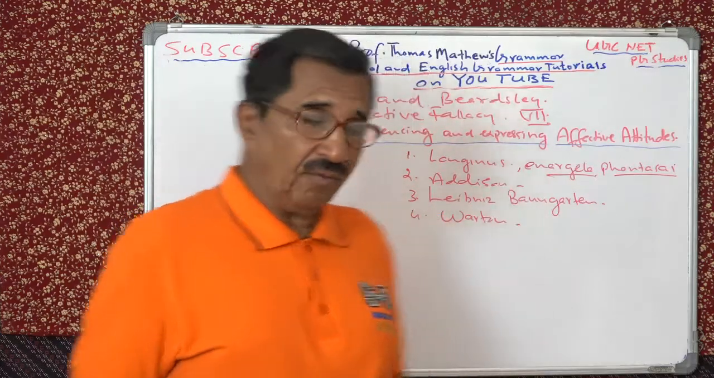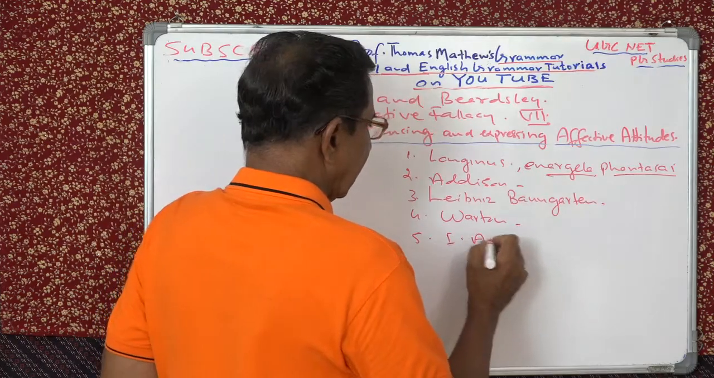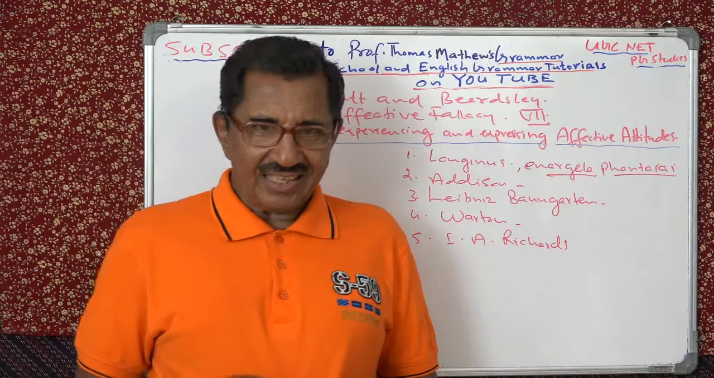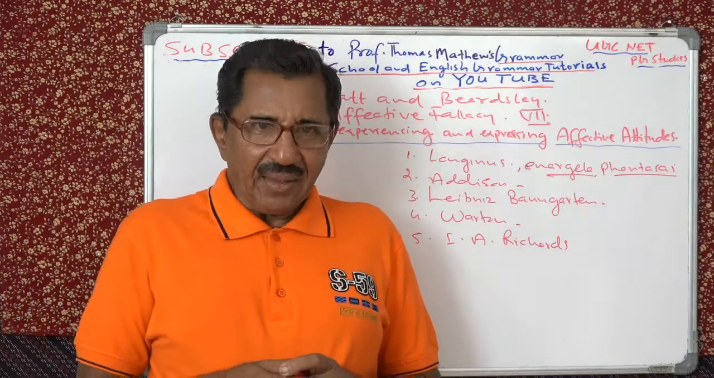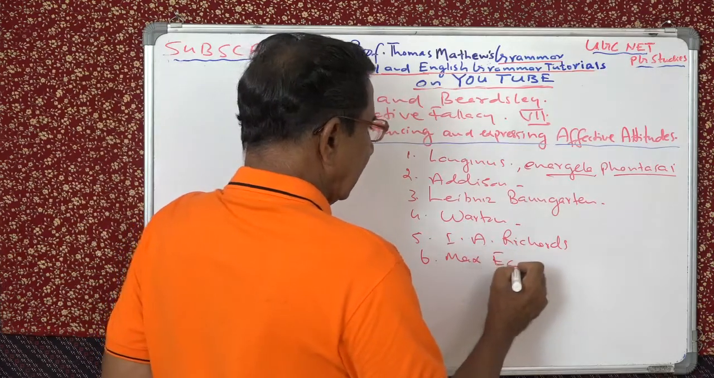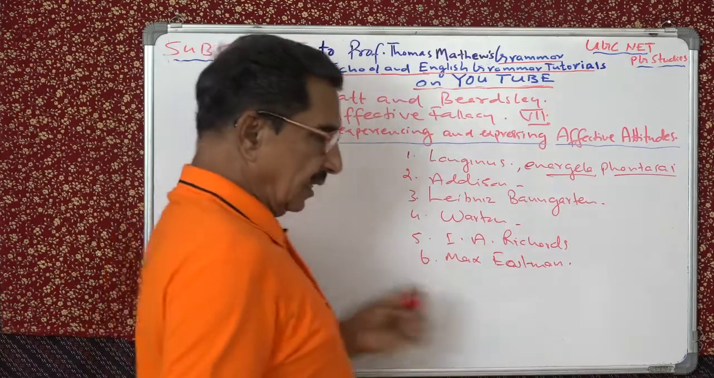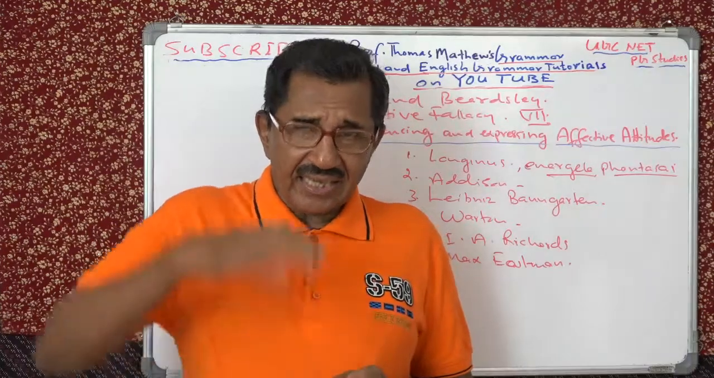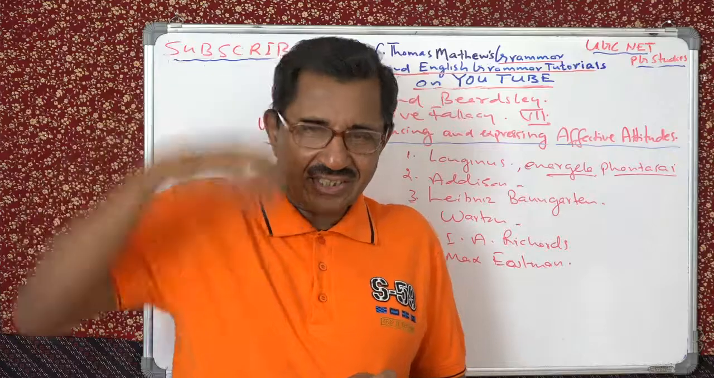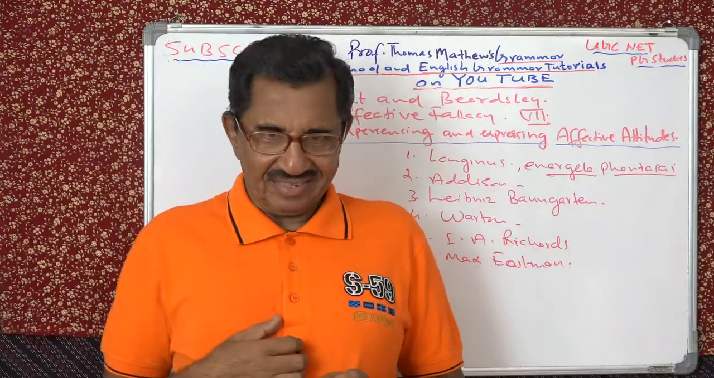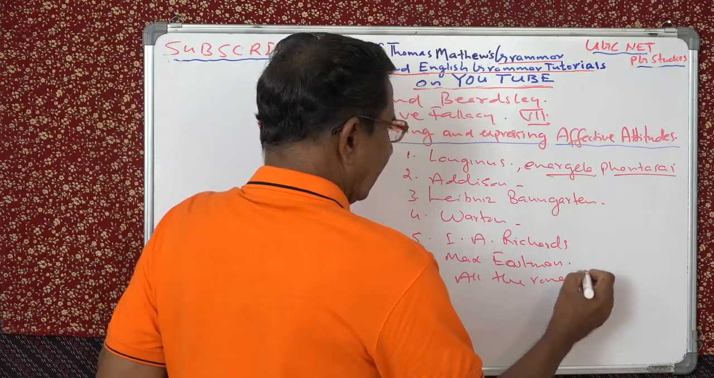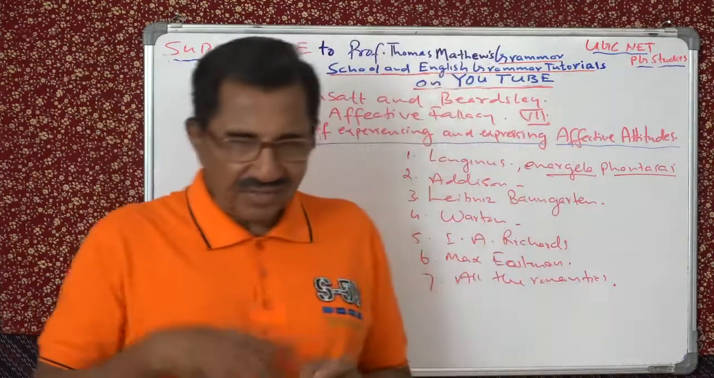I. A. Richards is another impressive champion of affective fallacy. Fifth is I. A. Richards. Understand? And then of course we have other great men. Max Eastman, in his The Literary Mind and Enjoyment, says: heightened consciousness. You enjoy poetry because it creates a heightened consciousness in you. You are affected by it. And seven, all the romantics: Shelley, Wordsworth, Keats, they are all affective fallacy.